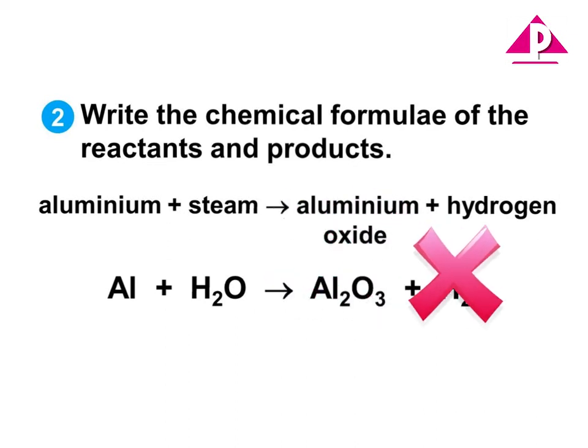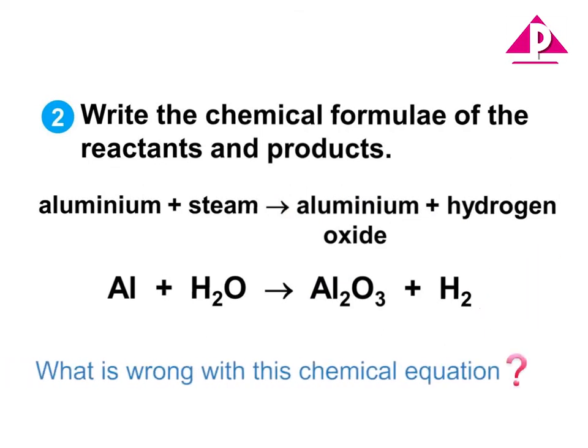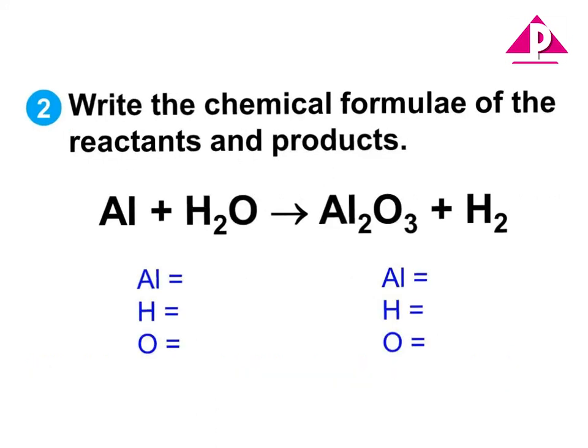However, this is not a correct chemical equation. What is wrong with this chemical equation? As you know, the atoms of the products actually come from those of the reactants. Therefore, the types and the numbers of atoms must be the same on both sides of the equation. Let's look at the equation again.